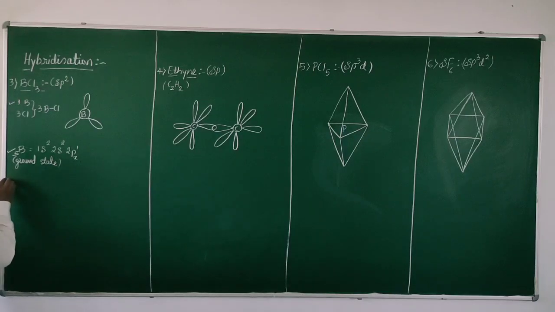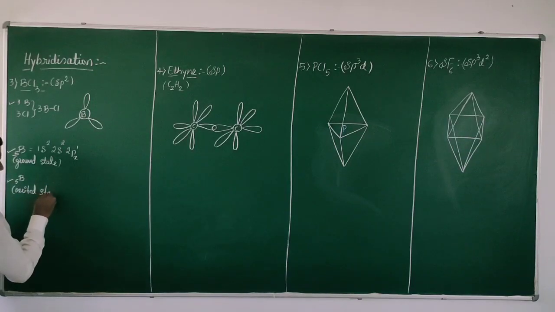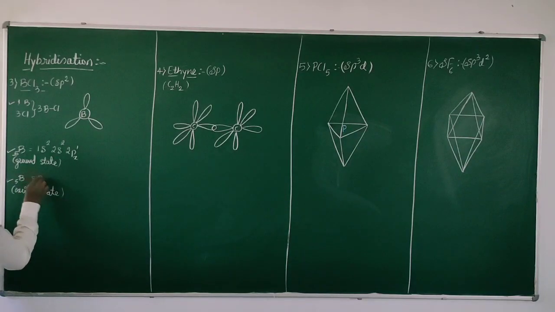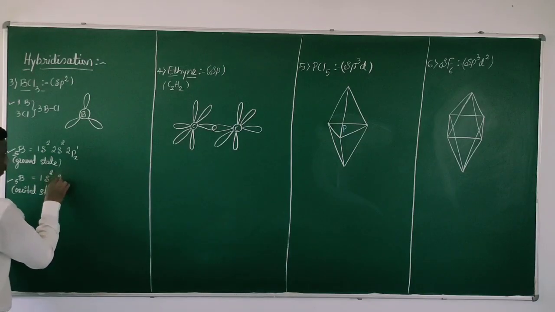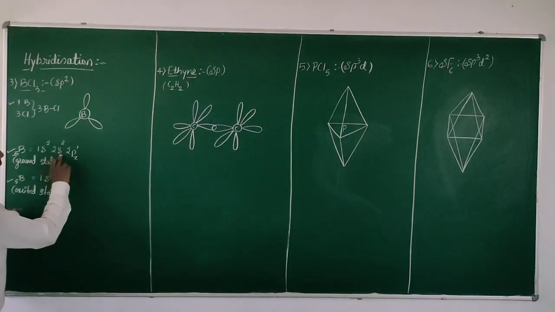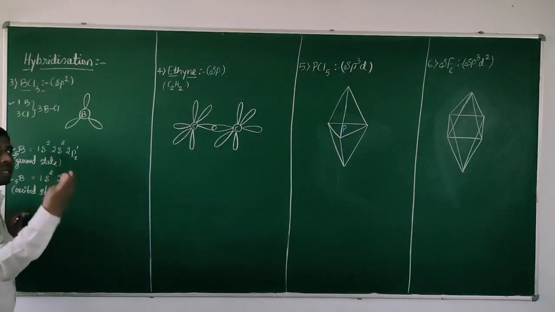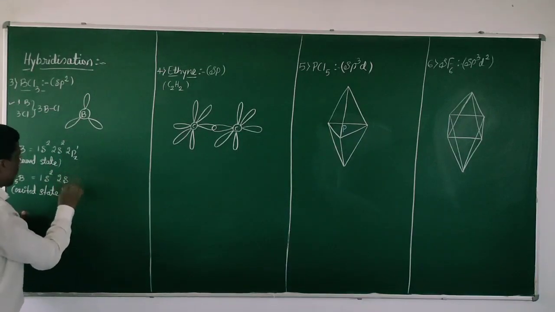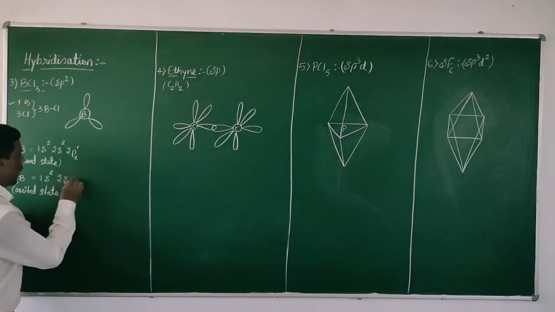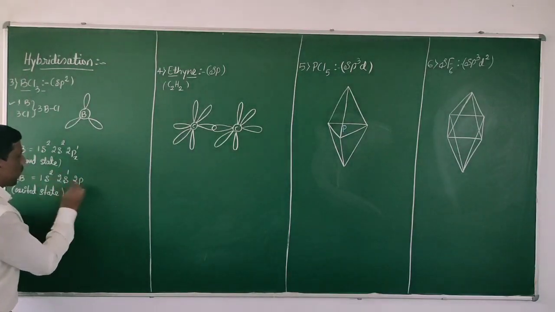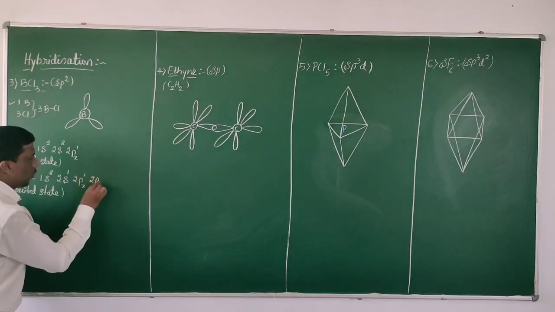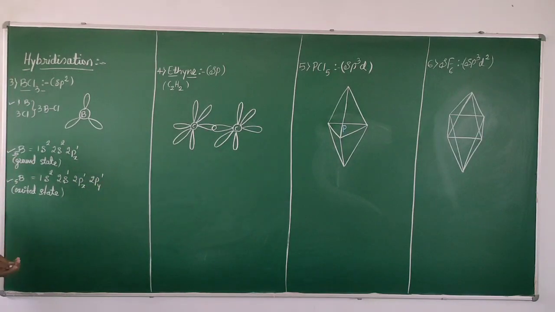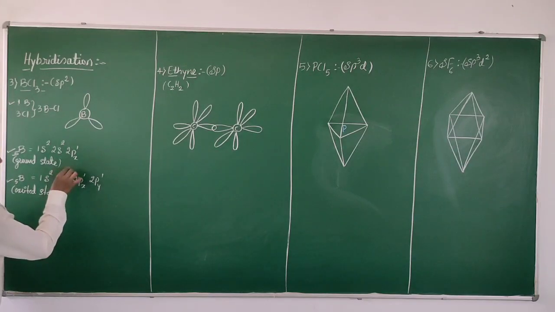In the excited state, what happens? In the excited state, boron has 1s2, and one of the paired electrons in the s orbital gets unpaired. After unpairing it becomes 2s1, 2px1, 2py1.